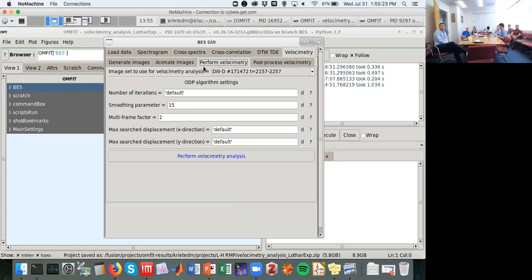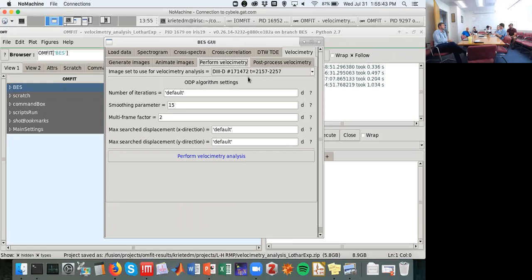All right, and then you would run velocimetry. The ODP stands for orthogonal dynamic programming. That's the algorithm we use. These settings, the defaults are usually good. You have to spend a lot of time learning how ODP works to change these, so it's not something you should really touch unless you really know what you're doing or are talking to someone.